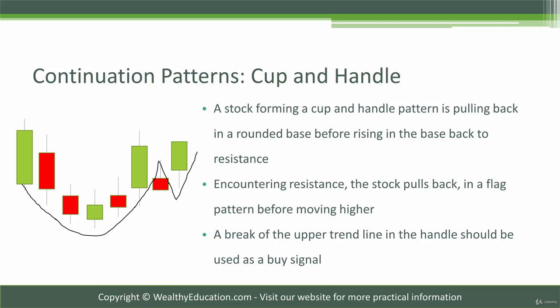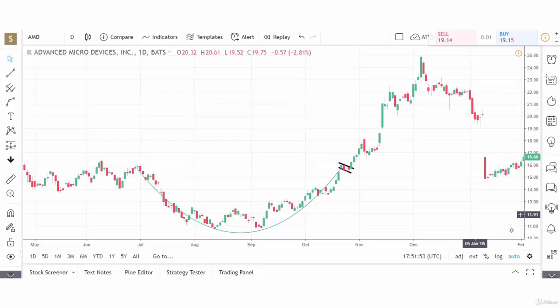As a secondary buy signal, you can use the resistance level, which is formed at the lip of the cup. So let's take a look at the cup and handle pattern on a chart. We're going to use the chart of AMD, Advanced Micro Devices, to look at a cup and handle pattern.